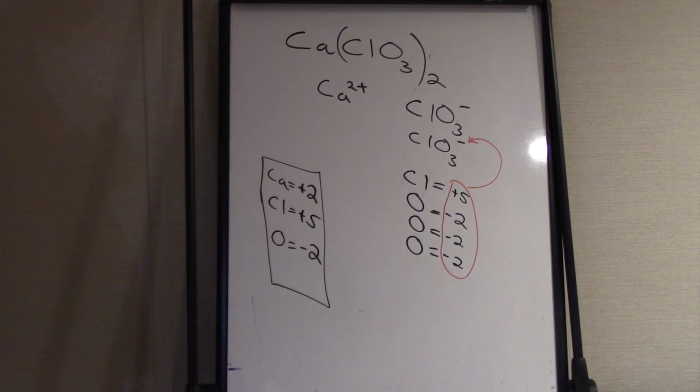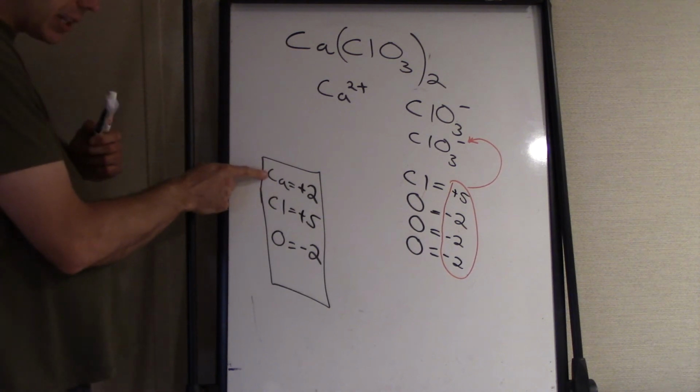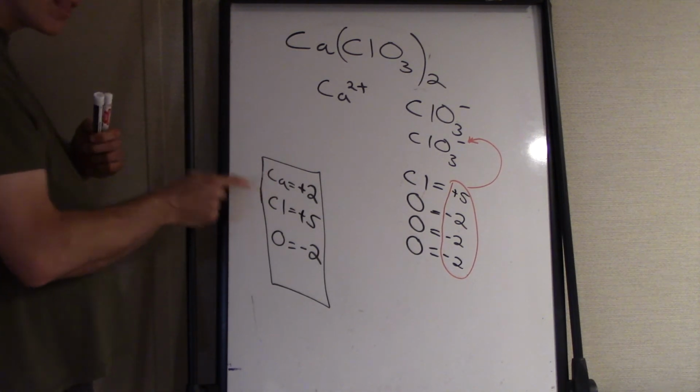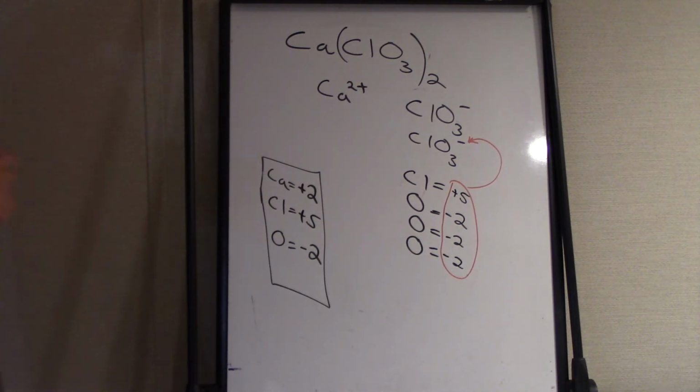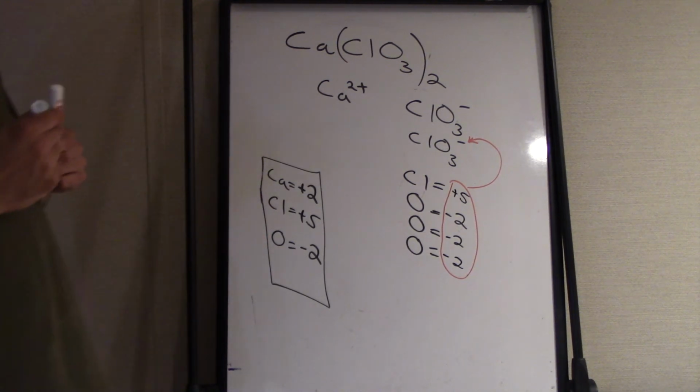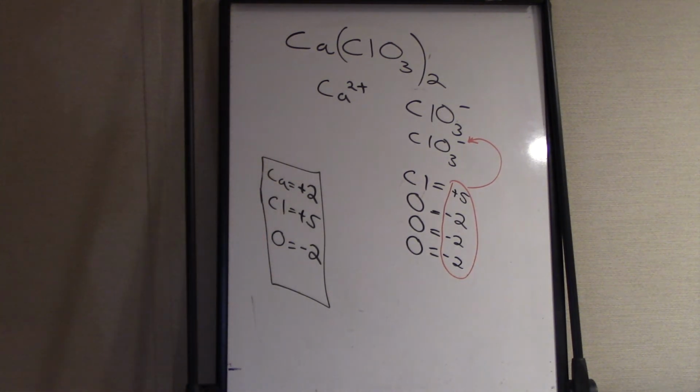So in this compound calcium chlorate, the calcium has an oxidation number of +2, the chlorine has an oxidation number of +5, and the oxygen has an oxidation number of -2. So that's a key exception for the halogens that you need to be familiar with.